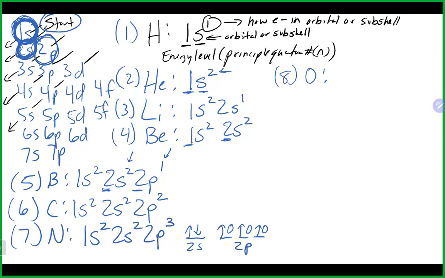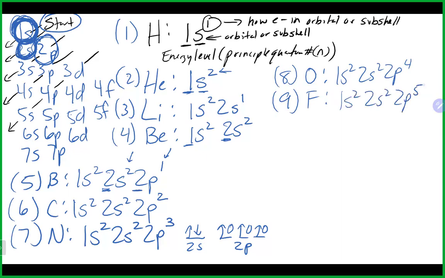Oxygen should be, again, always starting at the top, 1s2, 2s2, 2p4 there. We now have 6 electrons on the second energy level, 2 on the first. Number 9 is fluorine, which again, starting at the top, should be 1s2, 2s2, 2p5. And finally here, 10, which is neon here.